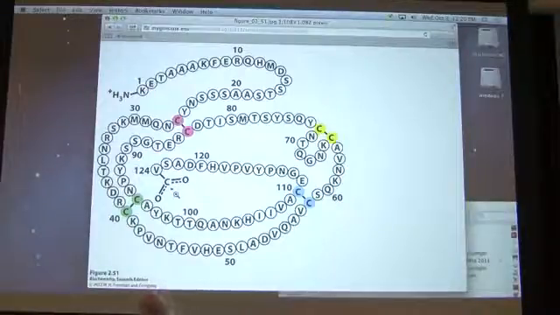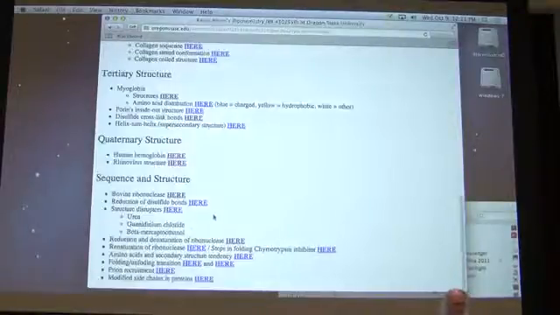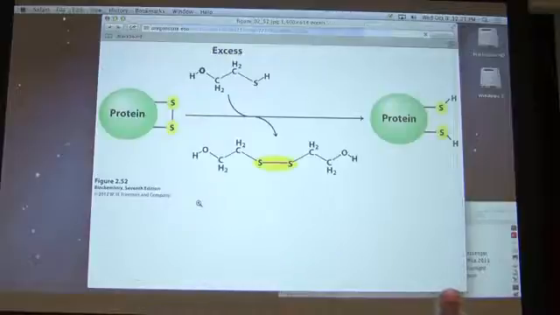Ribonuclease is of historical interest because it was the first protein that we determined the sequence of. That is, the sequence of amino acids, the first protein we discovered the sequence of amino acids of was ribonuclease. Okay? I talked about reducing disulfide bonds, and I described it to you, but I didn't show it to you.